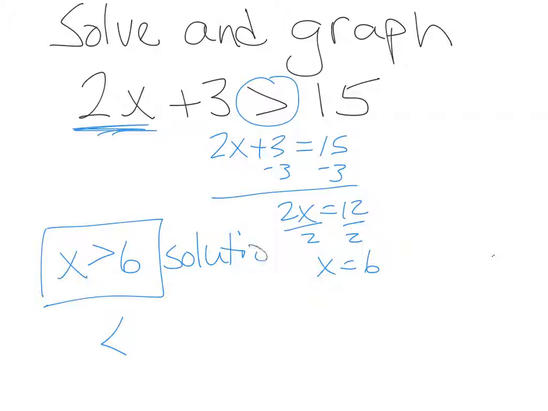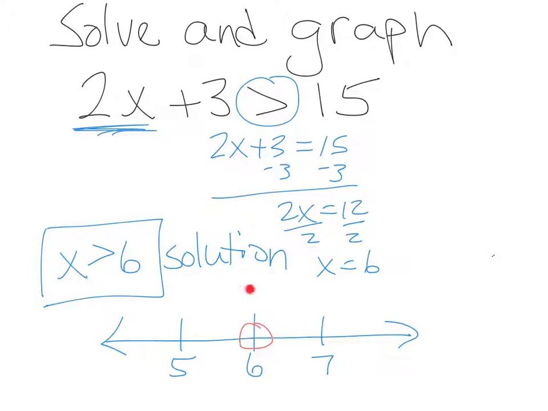Make sure that you write your solution. Don't just write the 6. That's not enough. I'm going to put my number line down here, 6, 5, and 7. Since this is not equal, I want an open dot on my 6. So now I'm going to test each side. So if I use the 5 and put it up here, I would have 2 times 5 is 10, plus 3 is 13. 13 is not greater than 15. So I'm thinking I need to shade the side over here with the 7.